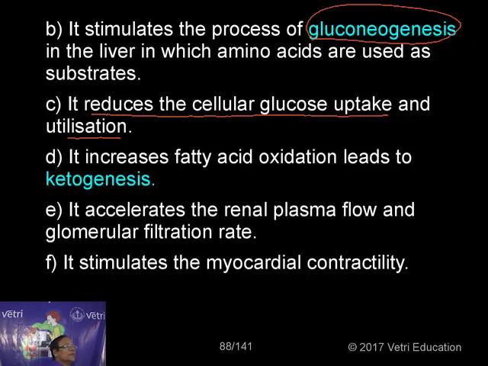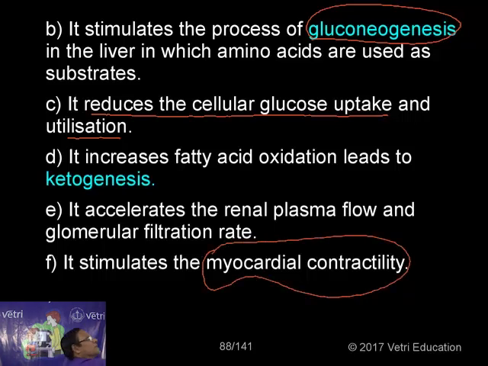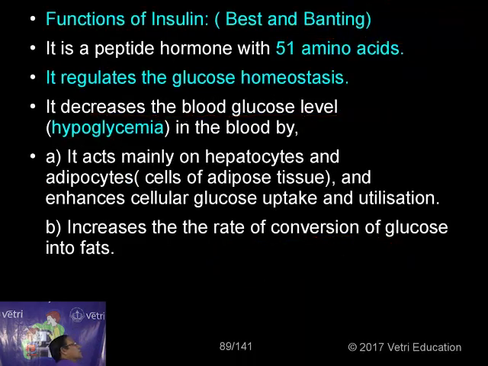Now, it also acts in the kidney, increasing the renal plasma flow, more supply of blood to the kidney, so that the glomerular filtration rate increases. The glomerular filtration rate is nothing but an increase in the rate of filtration, formation of more and more filtrate. That is called GFR. It also stimulates the heart muscles, responsible for the contraction of the heart muscle, that is called myocardial contractility.